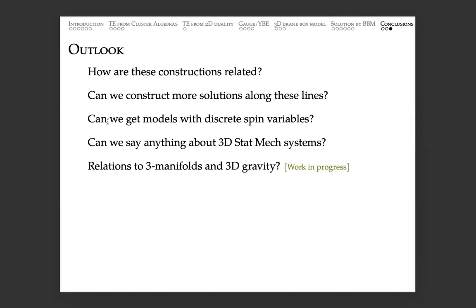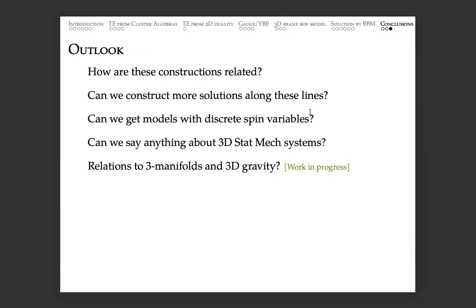Another important question is, all the models I talked about in this talk have spin variables that take continuous values. So the question is, how can we take a certain limit of some parameters to obtain models with discrete spin variables, which might be more interesting for experimental realization, for example. I'm saying this also because in the case of the gauge/YBE correspondence, there's a known procedure to go from continuous spin variable models to discrete spin variable models.